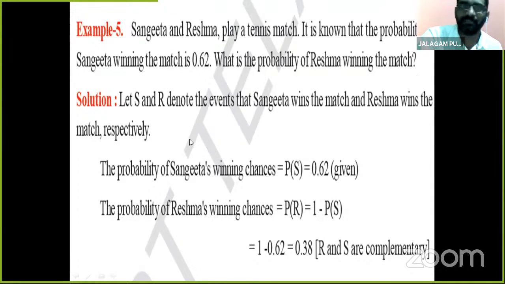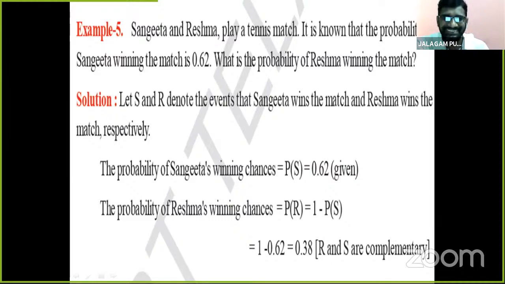See children, here are two players, Sangeeta and Reshma. The winning probability of Sangeeta is how much? 0.62. What is the probability of Reshma winning the match? Let S be Sangeeta and R be Reshma. We denote it like that, as a shortcut. Let S and R denote the events that Sangeeta wins the match and Reshma wins the match respectively. Here we recall once again.